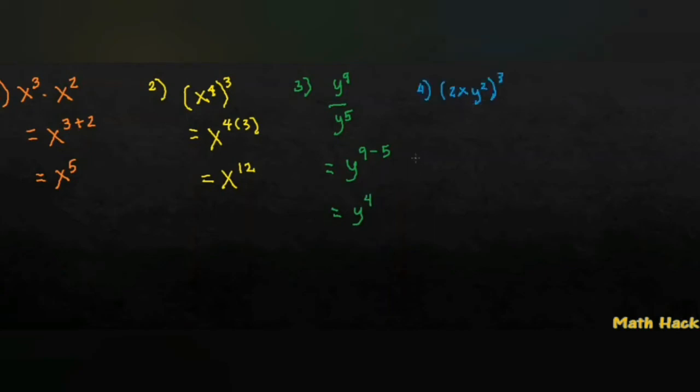Number 4. Didistribute natin yung exponent na 2 sa bawat base na meron tayo sa loob ng parenthesis. So that will be equal to 2 raised to 3, x raised to 3, y raised to 2 times 3. 2 raised to the power of 3 ay 8. Then, kokopyahin natin yung x raised to the power of 3. Then, yung y naman, y raised to the power of 2 times 3 is 6. Okay? So, yan na ang sagot.